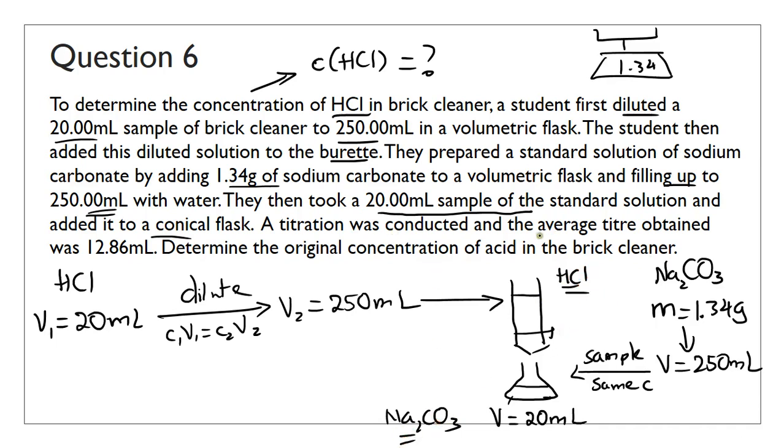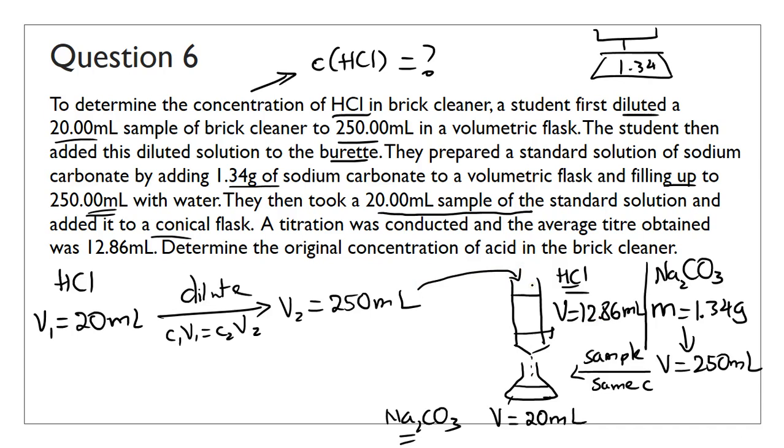A titration was conducted and the average titer obtained was 12.86 ml. Now, this is not very explicit in the question, but when you put the solution of HCl in the burette, you don't actually use all of it. So you only use 12.86 ml of the 250 ml solution. So you have 250 ml solution, you put it in the burette, but you only dispense 12.86 ml.